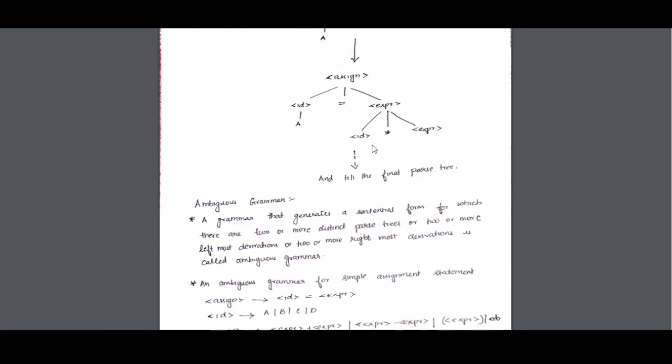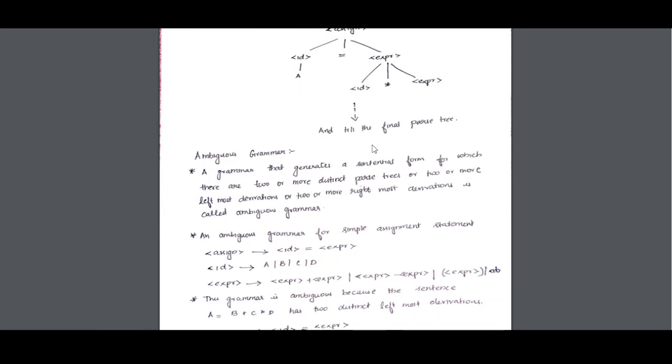Now when we create a parse tree, there are two grammars which we have to learn, which are ambiguous grammar and unambiguous grammar. So what is an ambiguous grammar? A grammar that generates a sentential form for which there are two or more distinct parse trees, or two or more leftmost derivations, or two or more rightmost derivations, is called ambiguous grammar.